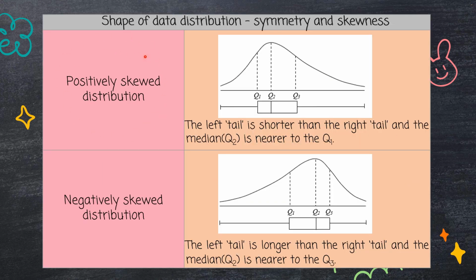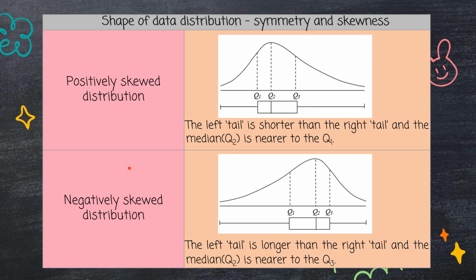Second, positively skewed distribution. If you can see from the diagram, the left tail is shorter than the right tail and the median or Q2 is nearer to the first quartile or Q1.